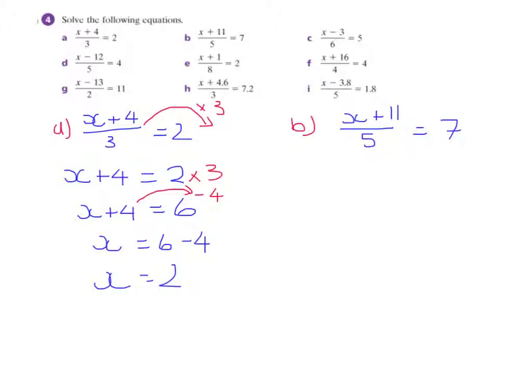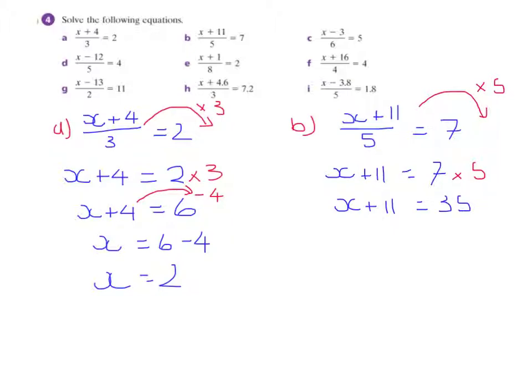Let's have a look at this one here. So I've got my x plus 11, everything divided by 5. So it's this part here that I've got to get rid of first. So this is a divide by 5. Take it over the other side. What's the opposite to divide by 5? It's times 5. So let's have a look. I'm going to write my x plus 11 down, and then I've got my 7 times 5. So I've got my x plus 11. What's 7 times 5? It's 35.